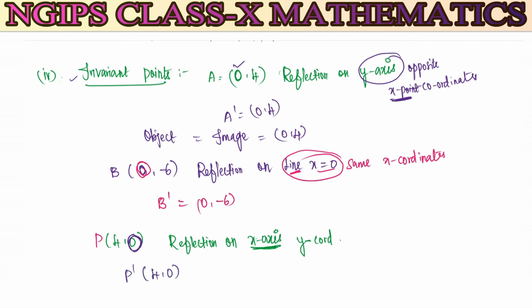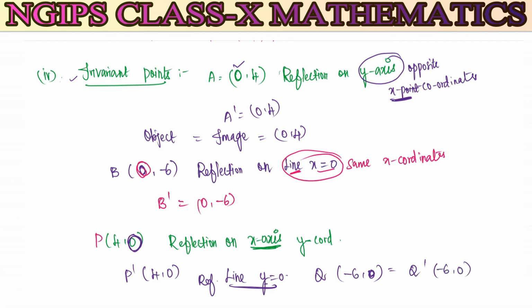When it is line y is equal to 0, reflection on line y is equal to 0, we have here Q is equal to minus 6 comma 0. So reflection on line y is equal to 0 means same, we need to take the y coordinate, we need to change here. So the y coordinate already here is 0. So for 0 reflection it will be 0 only. So I can take here Q dash is minus 6 comma 0. Minus 6 comma 0. Is it clear to all?